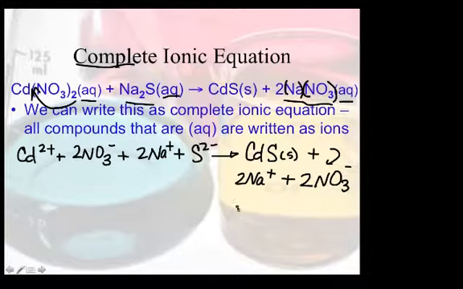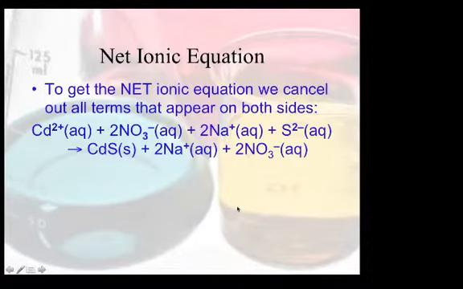Okay, let's look at net ionic equations. So here's the complete ionic equation that we just wrote. Net means what is left when we cancel out all the terms that appear on both sides that are exactly the same. So look, cadmium started as a 2+, and now it's in a solid. So that's not the same. We can't cancel them.